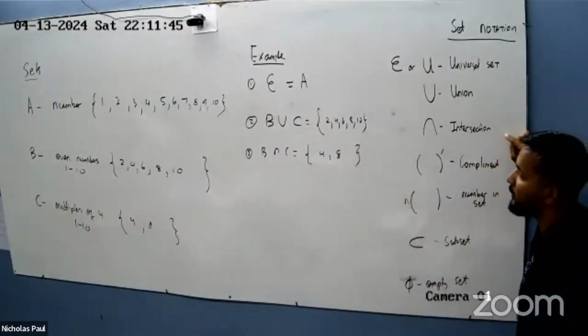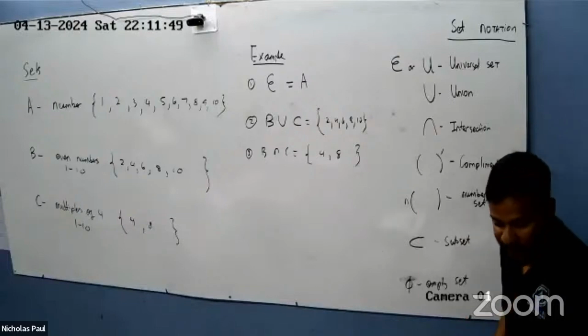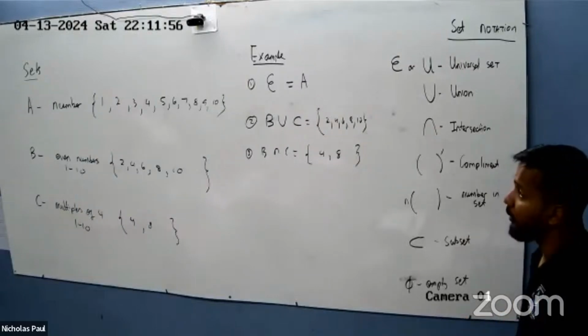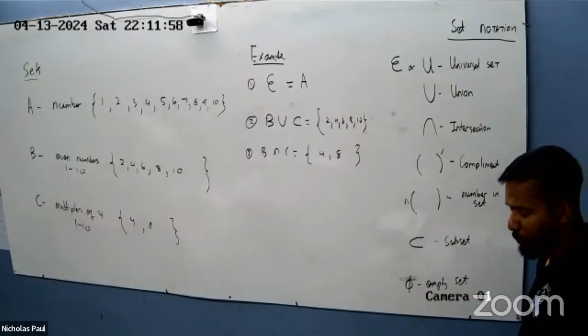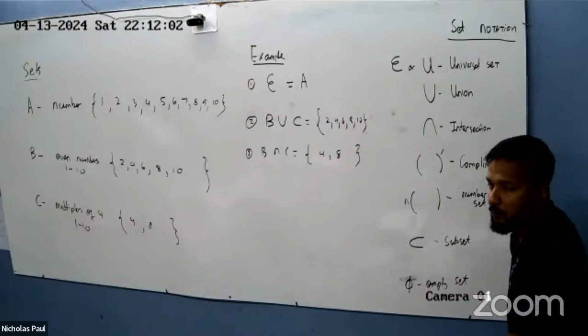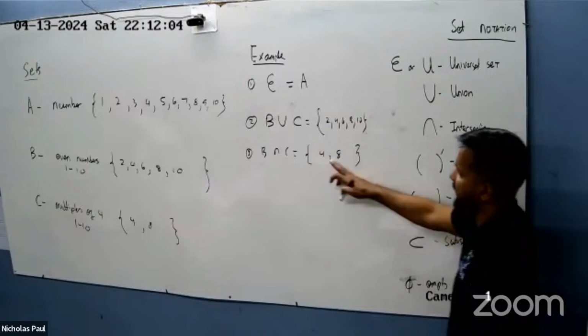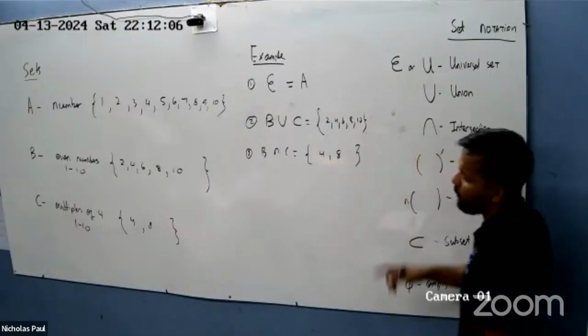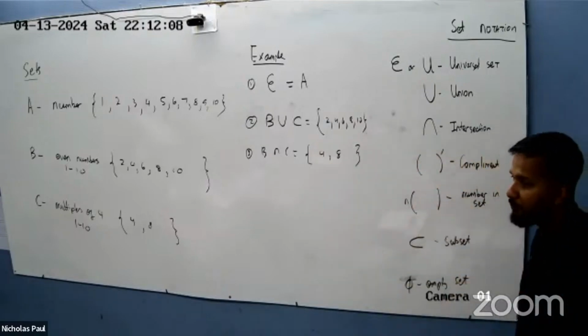Intersection is what both elements have in common. Sorry, both sets have in common. Intersection is what both sets have in common. Of course, you don't repeat it, right? You just want the elements that they both have in common.